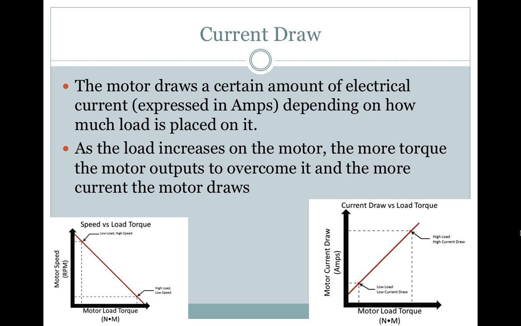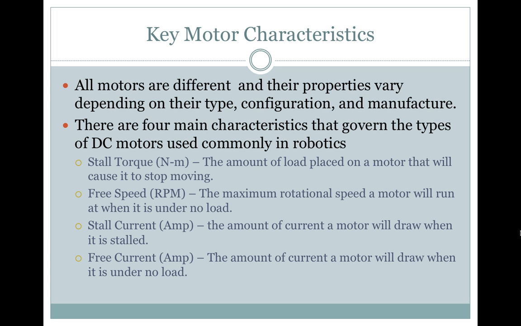Current draw. The motor draws a certain amount of electrical current, expressed in amps, depending on how much load is placed on it. As the load increases on the motor, the more torque the motor outputs to overcome it, and the more current the motor draws. Key motor characteristics. All motors are different, and their properties vary depending on their type, configuration, and manufacture. There are four main characteristics that govern the types of DC motors used commonly in robotics.